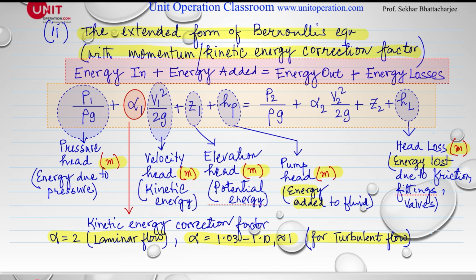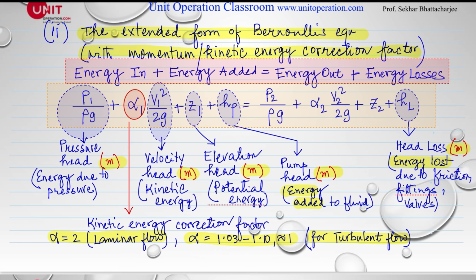Z1 is, of course, the elevation head. So all these terms have the unit of meter. That's why they are called head. This is the potential energy term. And HP, this is the pump head. That means the head or the energy added to the fluid by the pump. And these are the same at the point 2. And HL stands for the head loss, the energy loss due to friction, fittings, valves, etc.